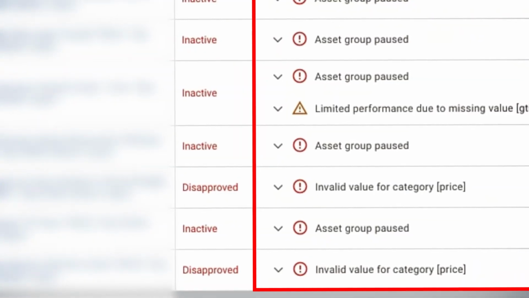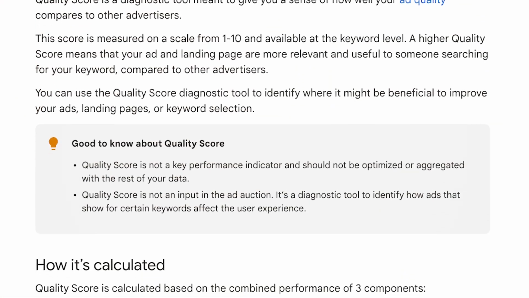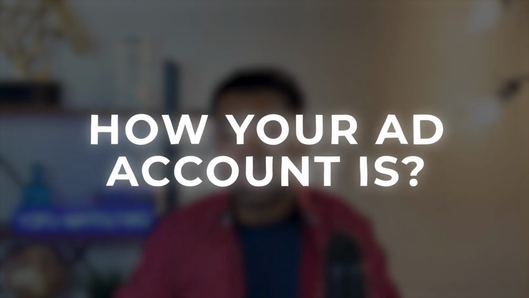But in addition to that, you need to be taking care of any other product disapprovals you might be having, because on a very broad account level, there is something called the ad quality score, which Google takes into account to understand how your products are doing, how your ad account is doing, etc.